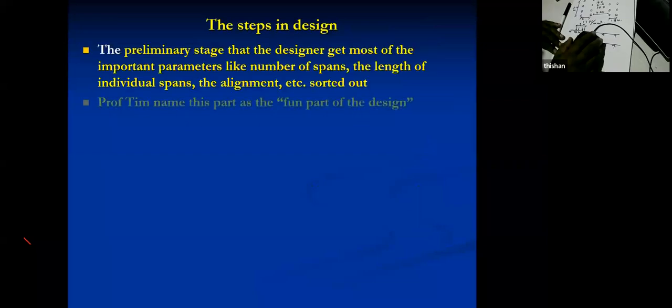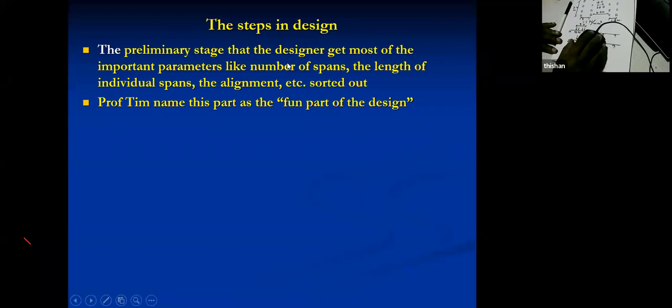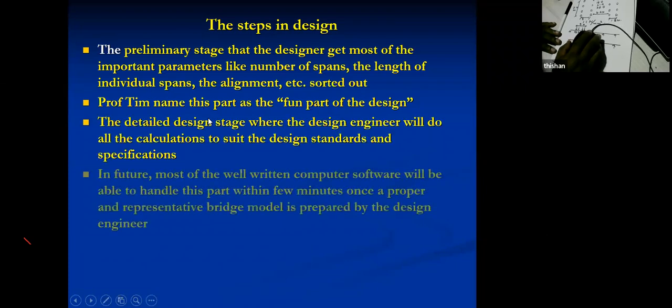So what are the steps in bridge design? When you are designing a bridge, what are the steps? First, you have to get the preliminary design done. That is the most complicated thing, because although we say preliminary design, you have to get all the parameters almost right. And then you can use the detailed design to check it.